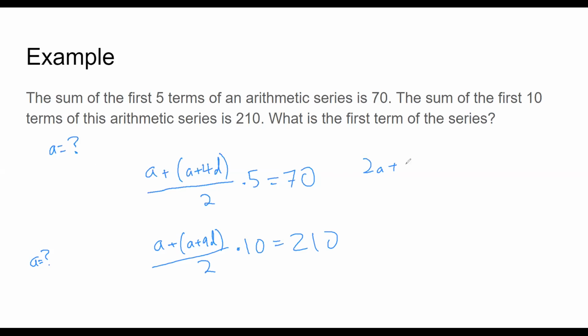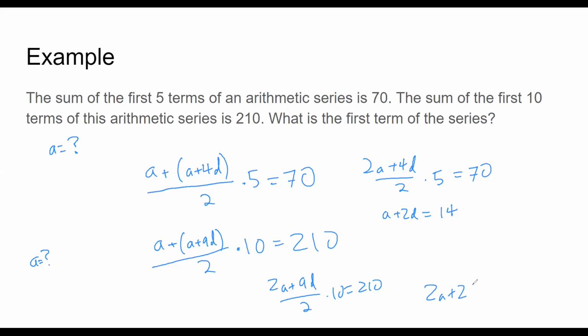We have 2a plus 4d over 2 times 5 is equal to 70. Let's simplify this. a plus 2d is equal to 14. And then let's stop there and look at our other equation. We have 2a plus 9d over 2 times 10 is equal to 210. Divide both sides by 5. And we get 2a plus 9d is equal to 42. So we go from here to there.